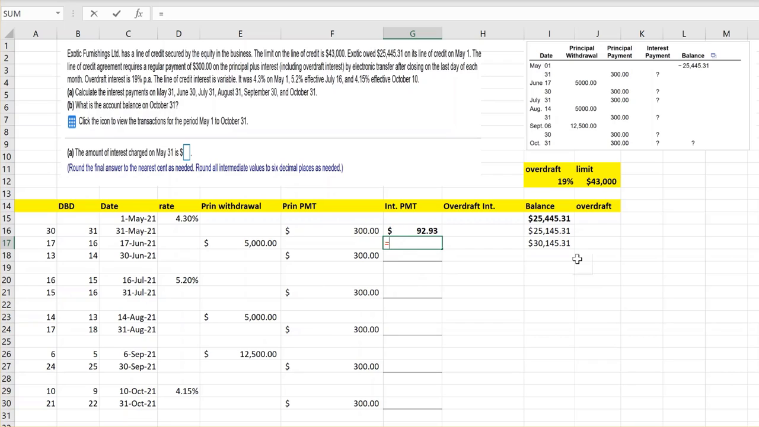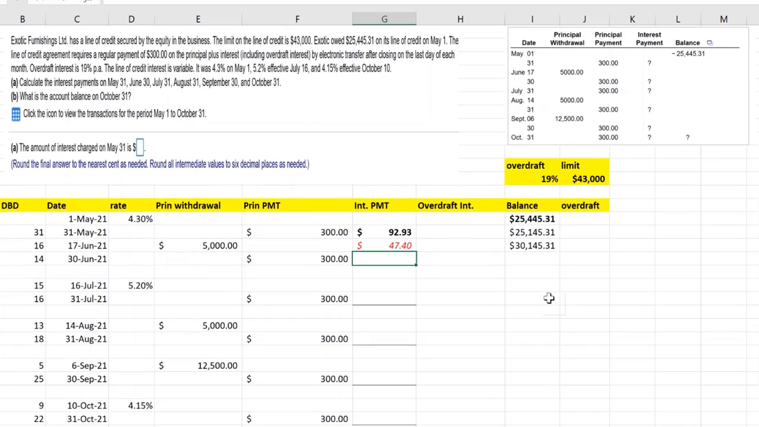So I equals the principal, which is the previous principal, times the rate, which is still 4.3, times 16 days out of 365. And I have $47.40. And that's not paid. I'm just keeping track of it, and that's why I have it in red. Because right after this date, the balance changed to $30,000.